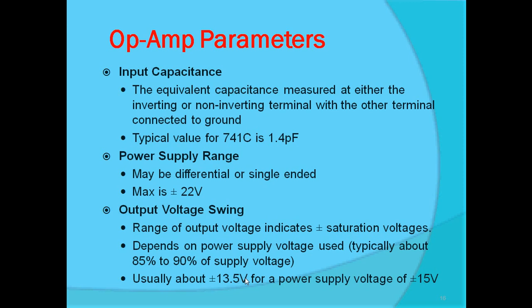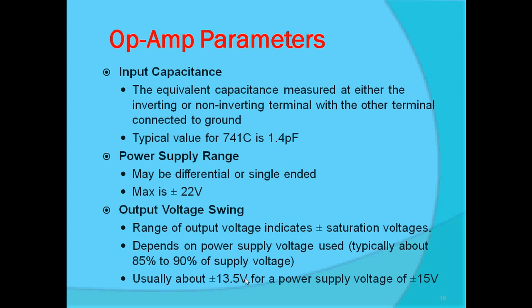Power supply range: this power supply may be differential or single-ended. For differential power supplies, we provide plus VCC to pin number 7 and minus VEE to pin number 4. So this power supply is in the range of plus minus 22 volt. Differential power supply, but equal power supplies we have to provide between the two pins 7 and 4.